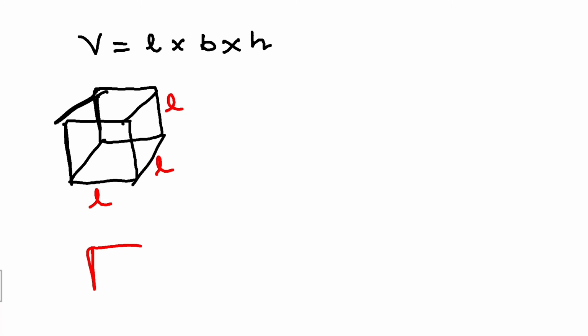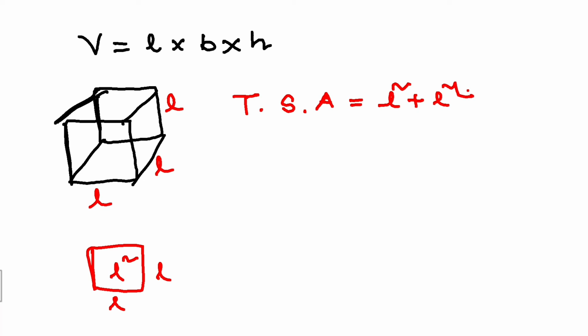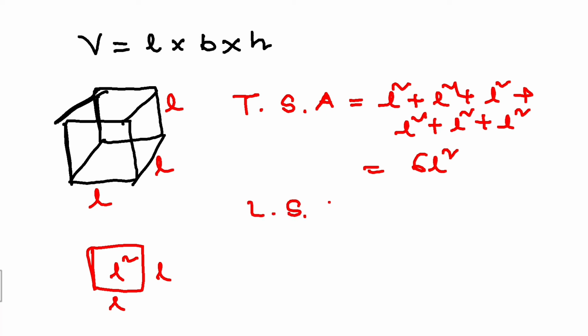So the front surface LL will give you L square, back will be L square, the top will be L square, right? In this way, so if I have to find a TSA of this cube, this will be L square how many times? 6 times, isn't it? For 6 surfaces. Getting or not? Alright. So my TSA is 6L square. Now what will be my LSA? Lateral surface area. If I have to subtract the top and the bottom, 2L squares will be gone and I will be left with 4L square.